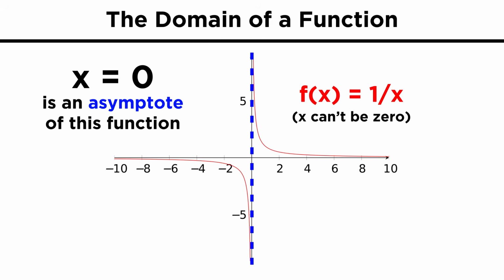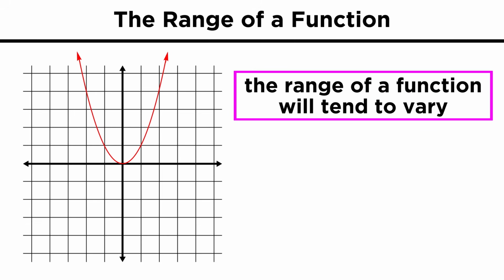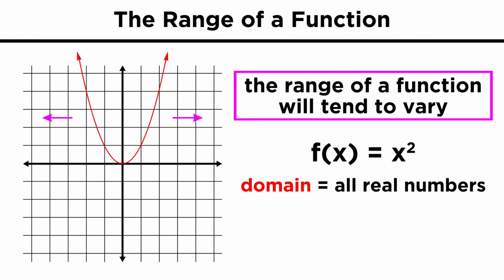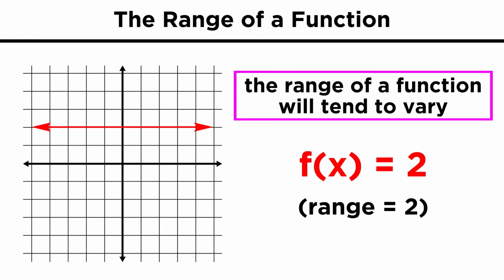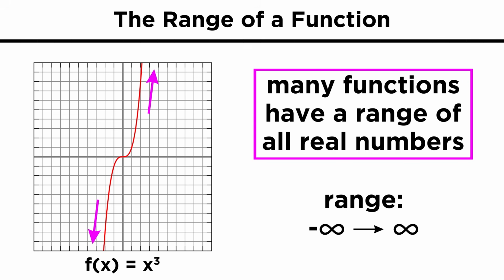More on those later. By contrast, the range of a function, or the set of allowed values for the function, can vary dramatically. Take something like x squared. While you can plug in any x value, the function only has values that are greater than or equal to 0. Something like a horizontal line would have only one value for its range. But many functions will have a range of all real numbers if they extend from negative infinity to positive infinity the way x cubed does.